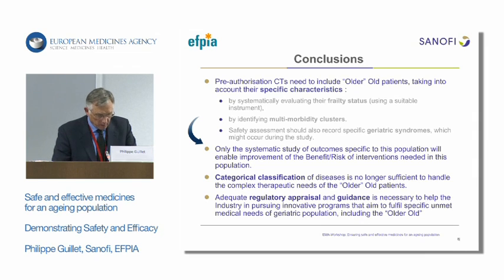So the conclusion of this first part is that we need to include older patients in the pre-authorization clinical trials and to take into account their specific characteristics by systematically evaluating their frailty status, with the tools that we've just seen, to be able to stratify them in the study, by identifying the multimorbidity clusters. I think that the approach that was just presented is a very good method to explore as well, to try to diminish the variability within the population that we observe, and look at the geriatric syndromes systematically in the evaluation of safety of the drugs so as not to lose the rare events or the strange events that wouldn't necessarily be ascribed to our drug.